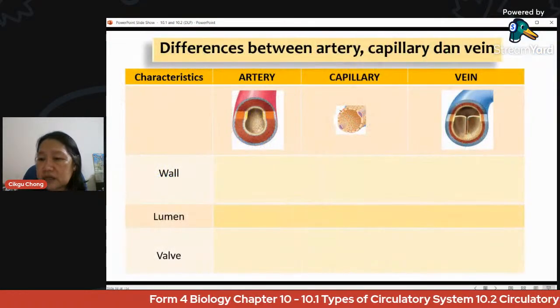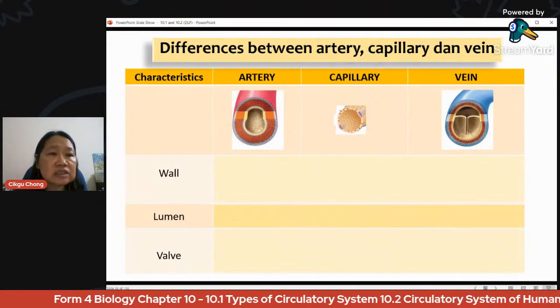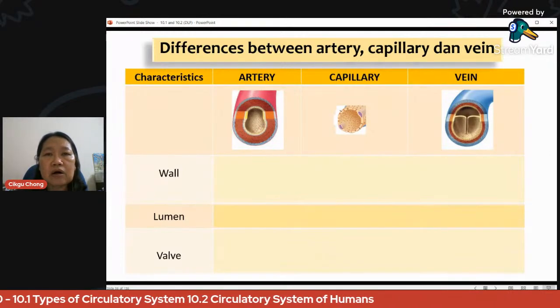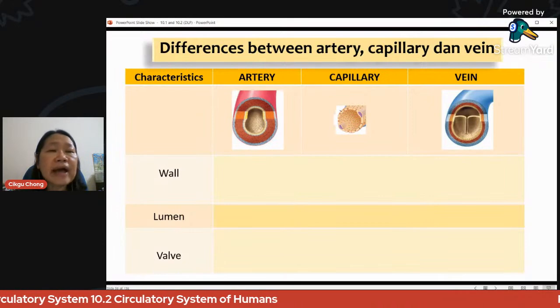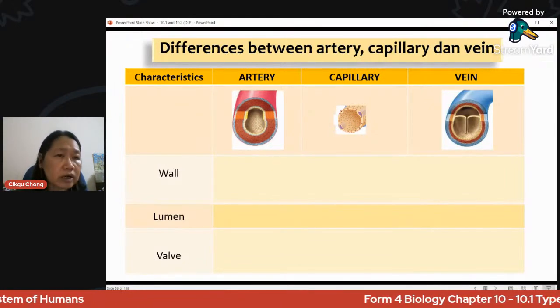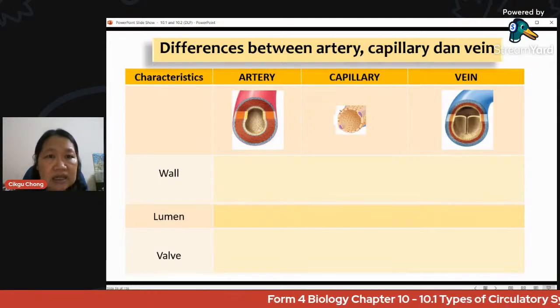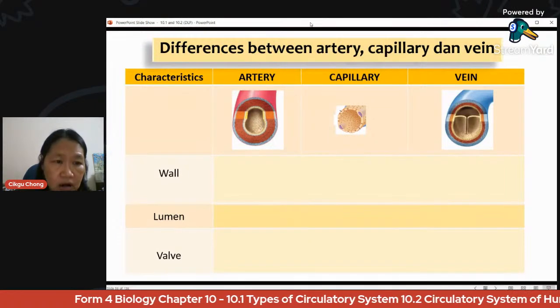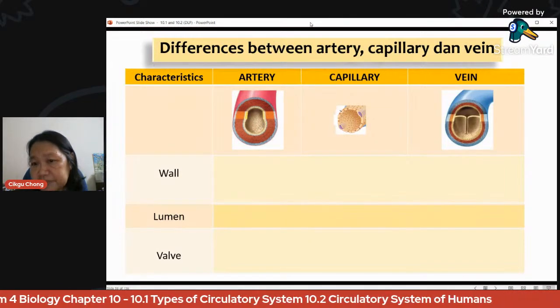Okay, so now we go to the last part, which is differences. So this is a very common question. It's a very popular question as well. Explain or describe, compare and contrast. Let's say compare and contrast. Make sure you write some similarity also, at least one. For differences, there are many. You can compare in terms of the wall. How thick is the wall? The size of the lumen.